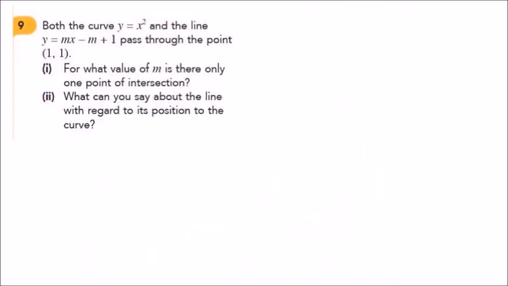Okay, so now let's look at question 9. You're given a curve, and the curve and the line pass through the point (1, 1). So if you're going to do a simple sketch, I think what they're trying to say is this line and this curve. The line will pass through the point (1, 1).